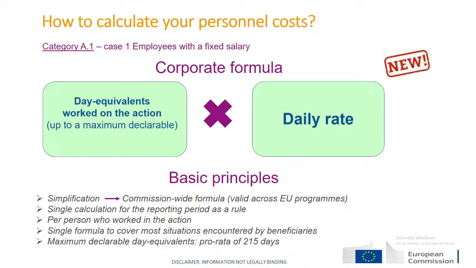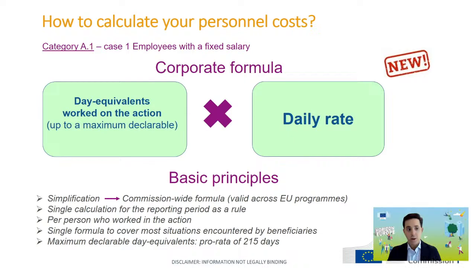So here I would like to focus on the main category of employees, which is the A1, the employee with a fixed salary. And the novelty of Horizon Europe is that they have included a corporate formula that applies to different EU funding actions using this corporate model grant agreement, like the LIFE program, the SAFE program, the Digital Europe program, and Horizon Europe, of course.